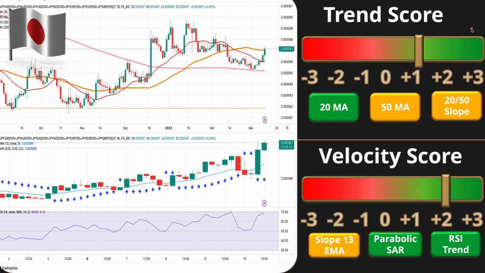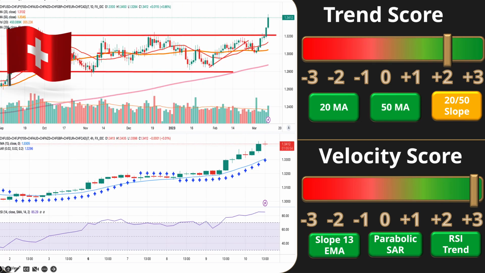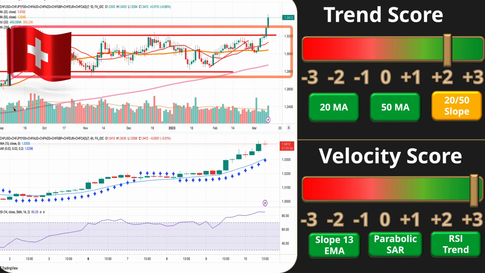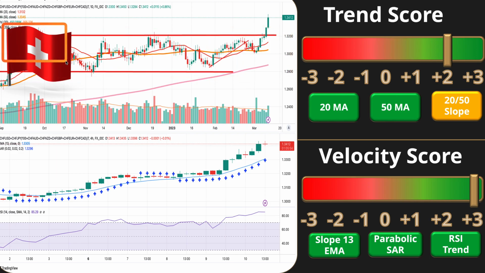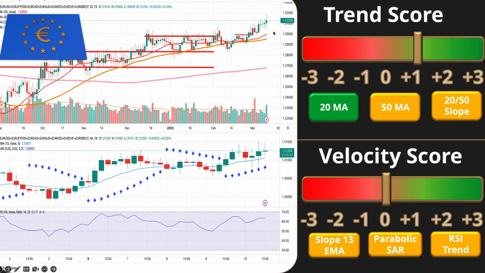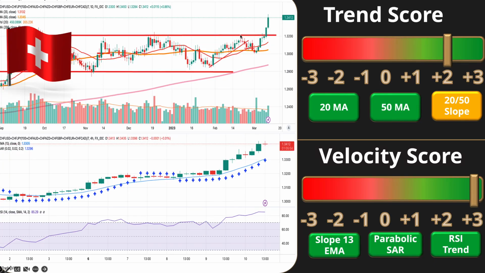So Swiss franc, this is a chart to talk about, because let me take a look at how long this has been in this range. Going back to September, we're looking at a solid 5-6 months of this consolidation, and then boom, we got a breakout. So how do you want to trade the Swiss franc? Right now, does it look extended? It does. Do I want to be buying right now?